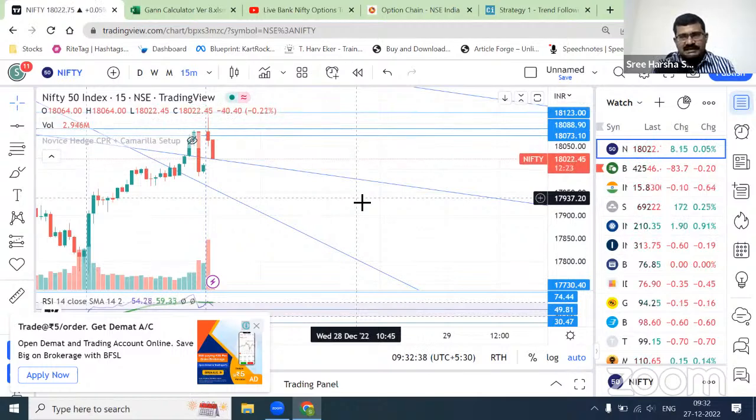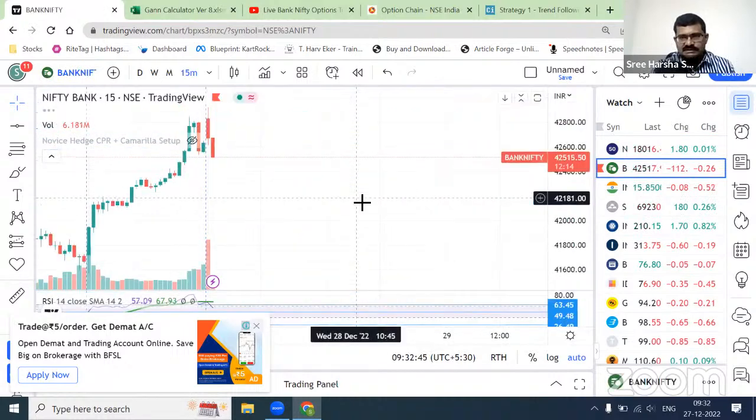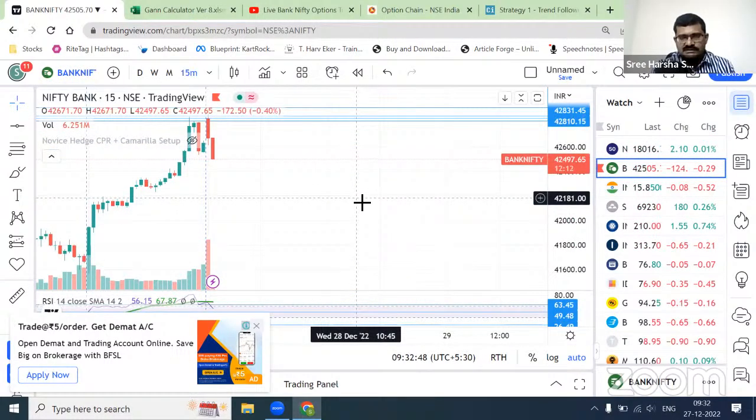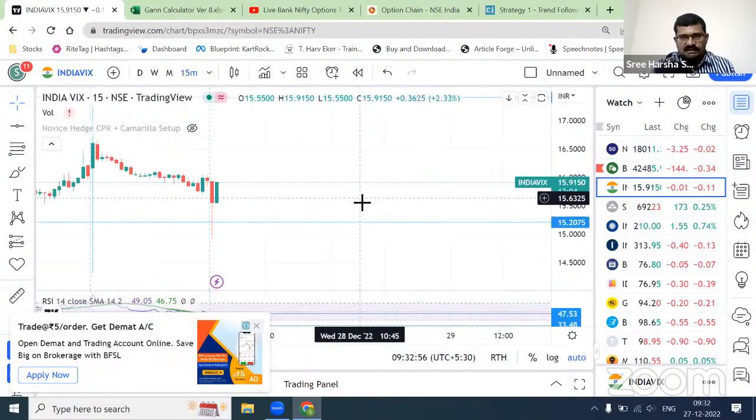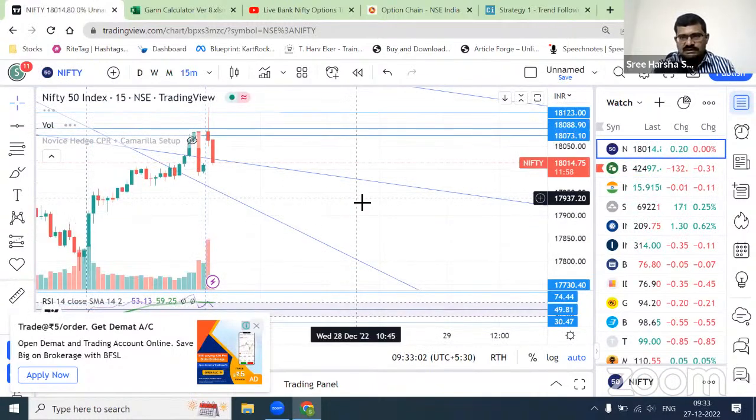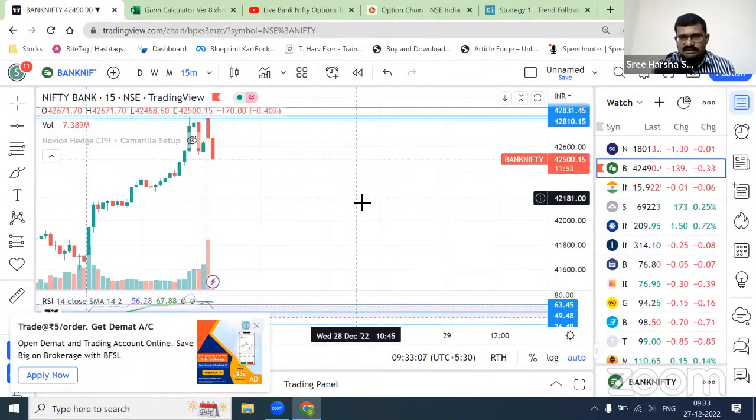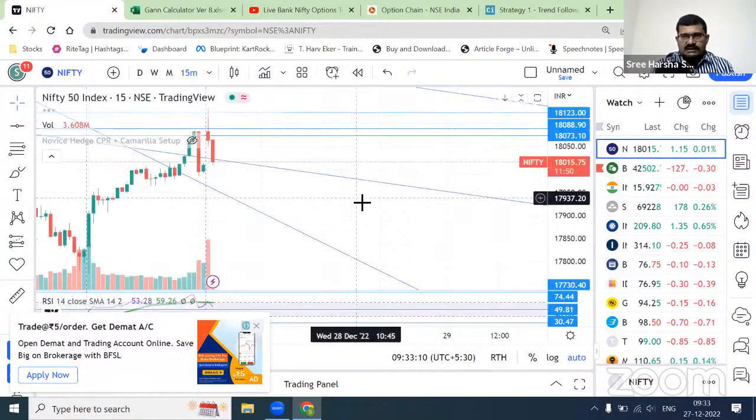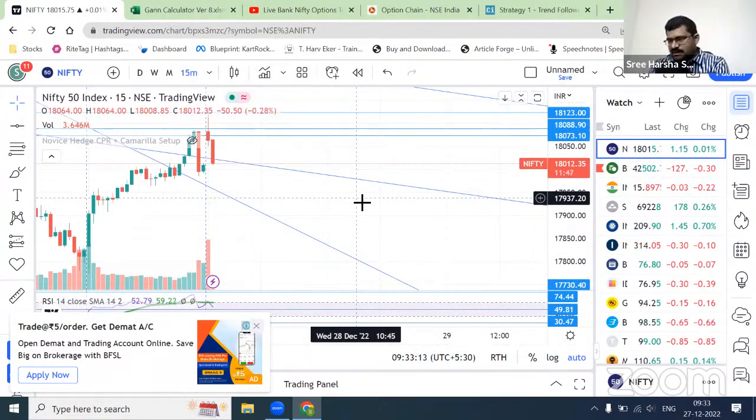If we go below 18,000, then it is negative. Below 18,000 is negative for the market, and below 42,500, it is negative for this also. So let's see if it is going to hold here or not. If it holds, I'll be interested. Let us see what is happening with the options now.